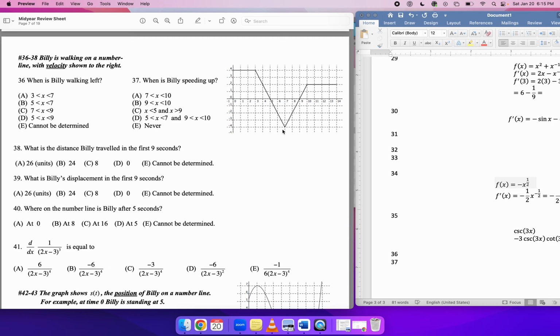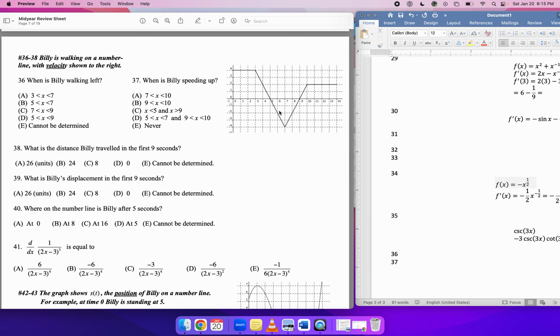You can look and see when they have the same sign, but I just think it's obvious from the graph. When is he speeding up? Well, this is a graph of his velocity. He's going 4 miles per hour, then 3 miles per hour, then 2 miles per hour. That's slowing down.